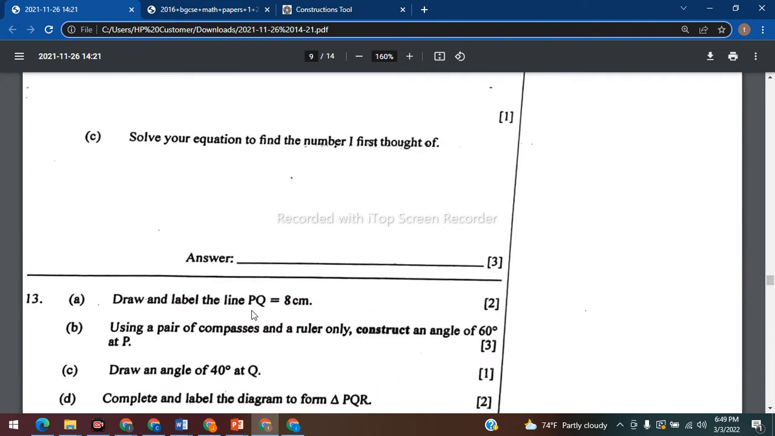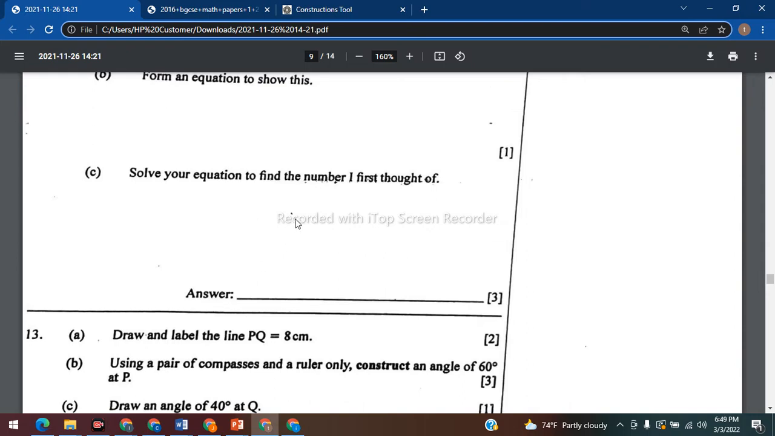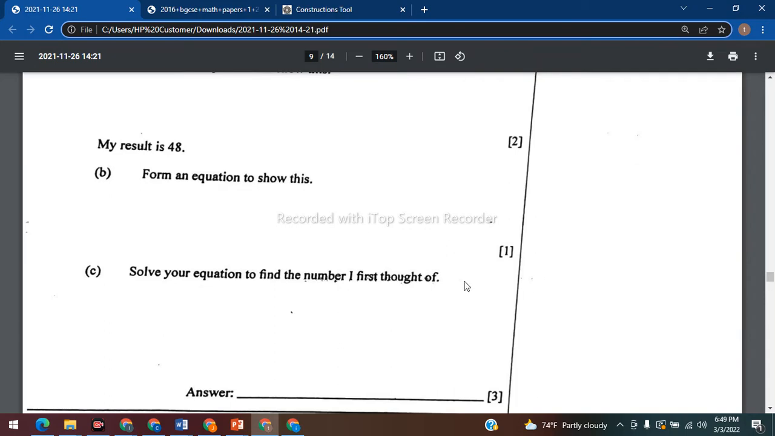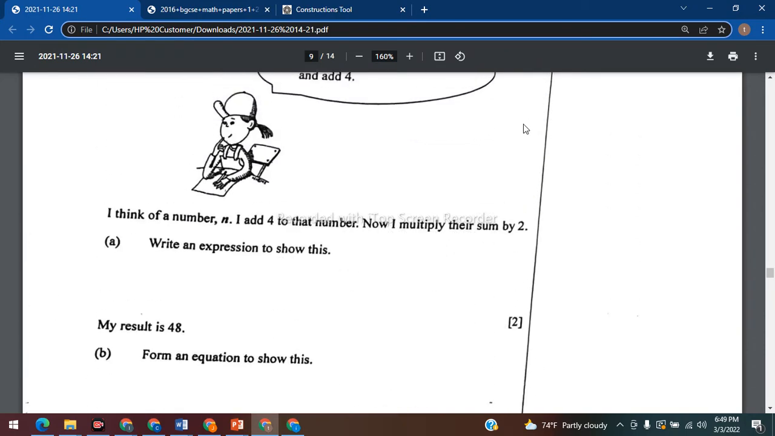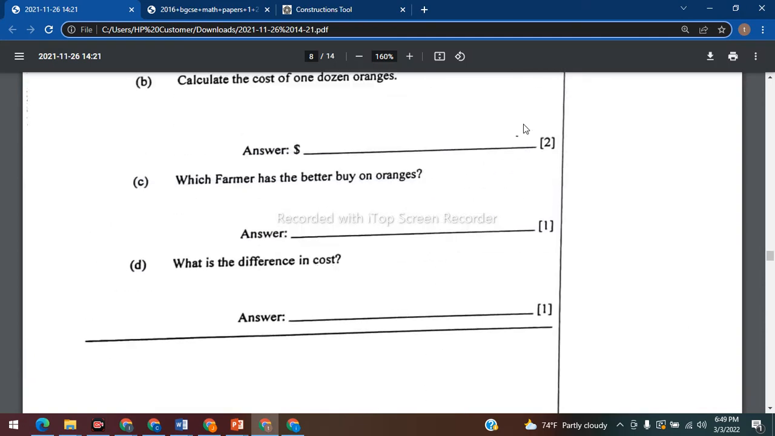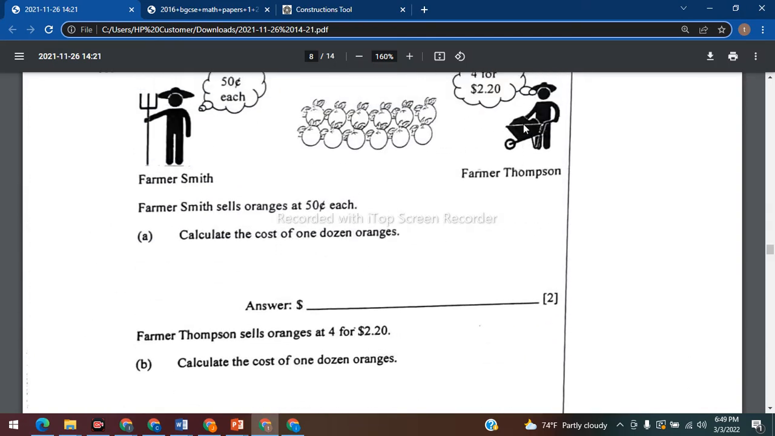Which one? You mean number 13? No, to solve your equation. Okay. Solve your equation to find the number you first started out with. Let's see how many points this is worth. This is 3, 5, 6, so all 6 points. So make sure you know how to do that. Thank you. No problem.